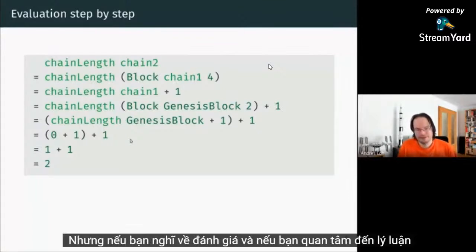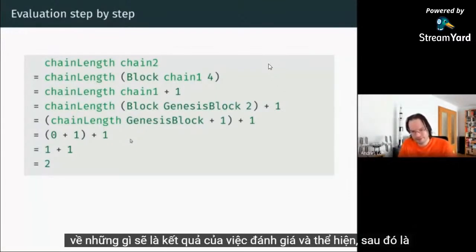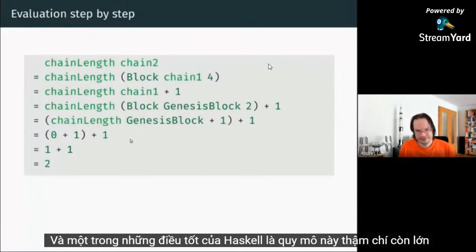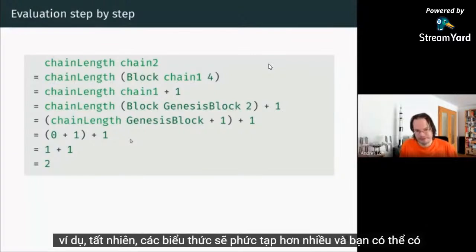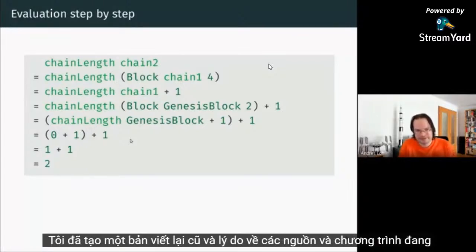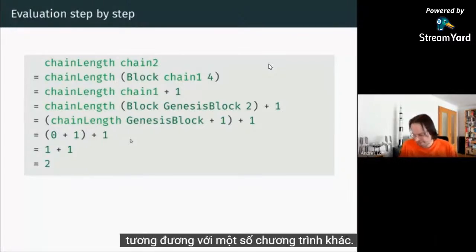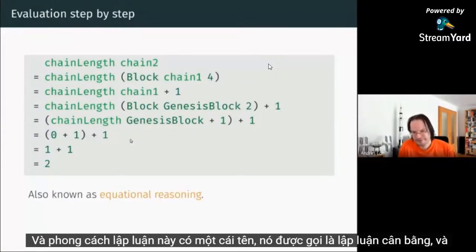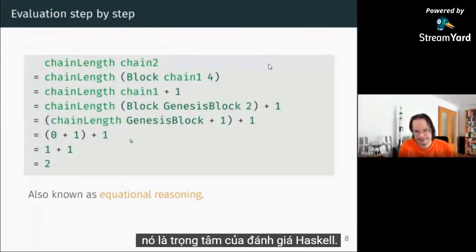But if you think about evaluation, and if you're interested in reasoning about what will be the result of evaluating an expression, then this is the right mental model to use. And one of the good things of Haskell is that this scales up to even large examples. Of course, expressions will be far more complicated, and you may have to write endless amounts of code, but locally you can still perform these equational rewrites and reason about certain programs being equivalent to certain other programs. And this is why this style is important, and this style of reasoning has a name, and it's called equational reasoning, and it's at the heart of Haskell evaluation.